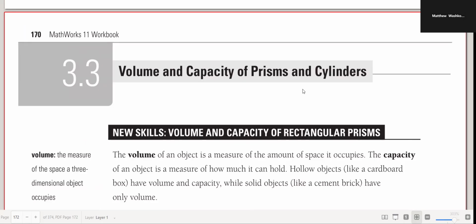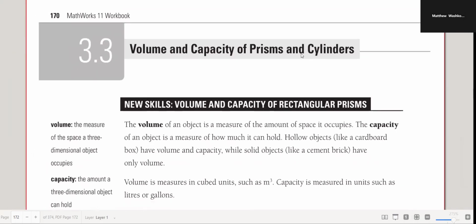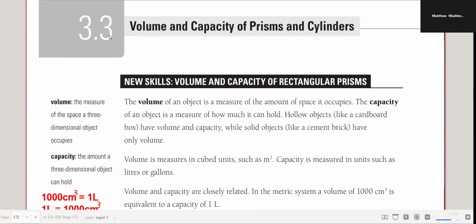So this is looking at volume and capacity of cylinders. Now, this is going to be looking at a couple of different options here, but mostly just prisms and cylinders. So this is probably the shortest one of the entire class or the entire module. So we're looking at volume and capacity. And now these are two very, very different things.